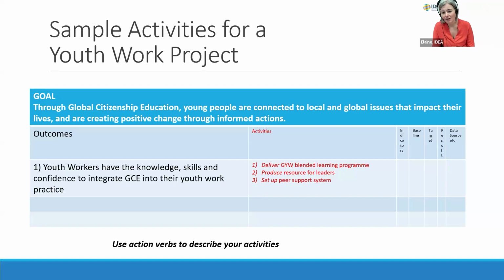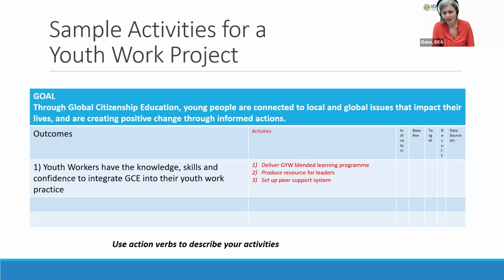And the activities that we have here, so we have 3 different activities. One is to deliver a global youth work blended learning program. So some sort of training or educational experience that will support the educators to deliver global youth work through a mixture of online and in-person sessions. The second one then is to produce a resource for leaders. So maybe some sort of training manual or a toolkit or a resource pack that the youth work leaders can go on to use in their own learning, and then also giving them ideas, resources, materials for their work with young people.